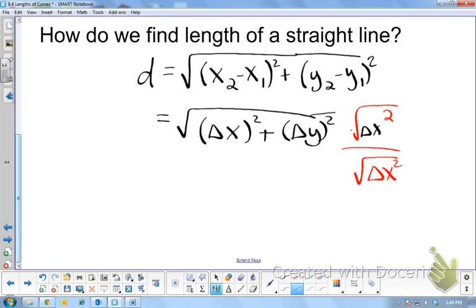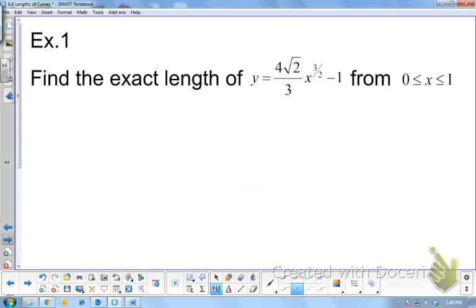We know we want this black delta x to stay outside because we need it to become our dx. But this delta x, we're going to let it interact with all the other stuff. So we know this is really dividing into each of these. And the reason I can bring it inside the square root is because it is already a square root.